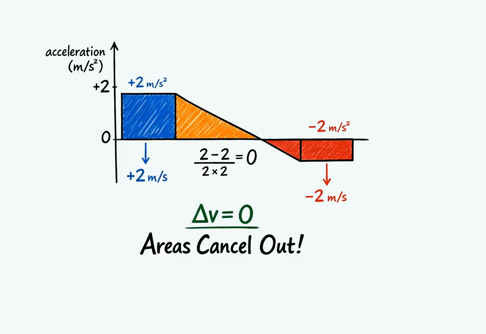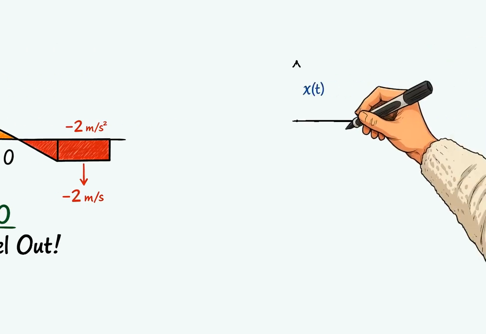Overall, delta v equals 0. So the object ends with the same velocity it started with even though it experienced acceleration the entire time. That can feel strange until you remember: acceleration is not motion, it is change in motion, and changes can cancel. The area picture makes that cancellation visible.